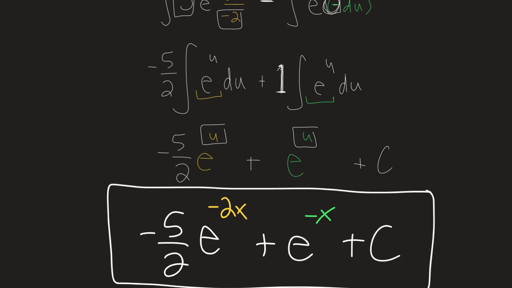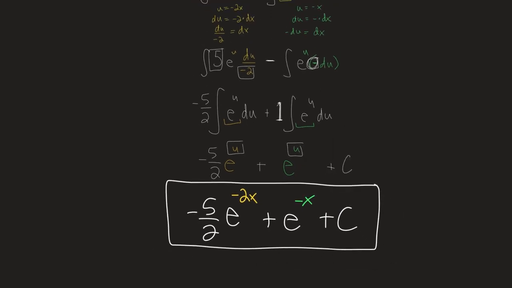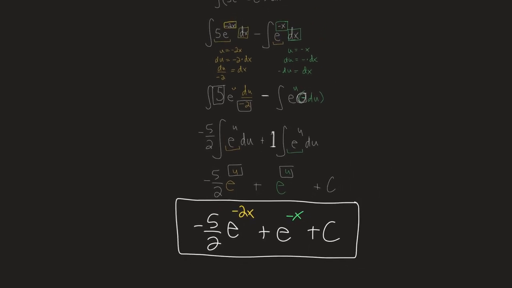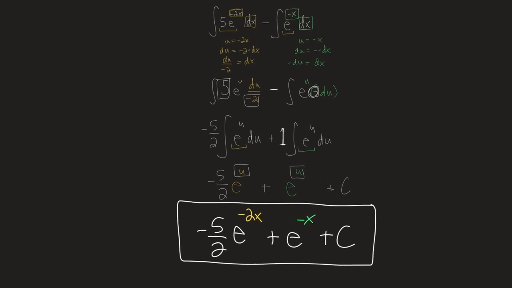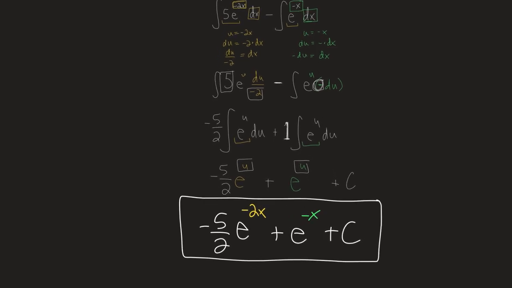Okay, so we take the antiderivative of this by splitting it into two separate functions, or two separate integrals, so that we can take two separate u values and solve it all the way down to that.